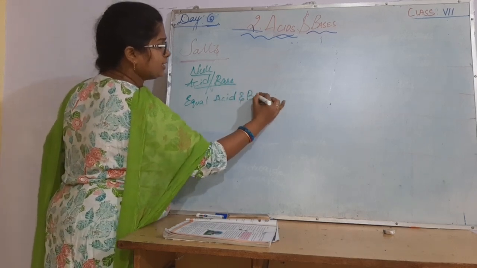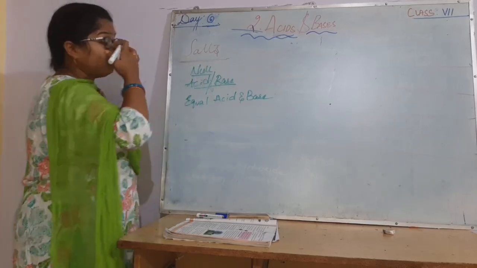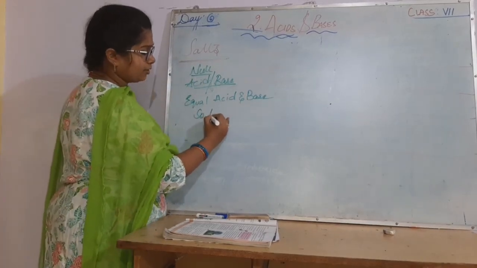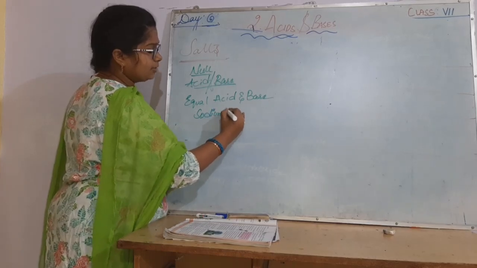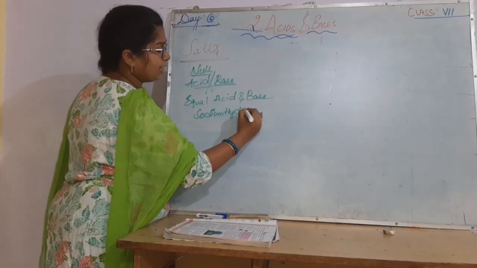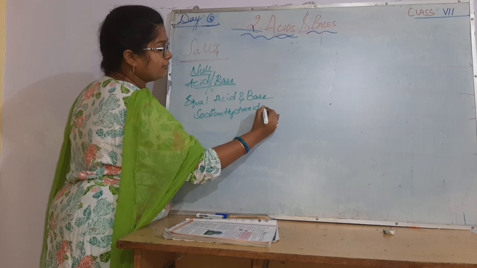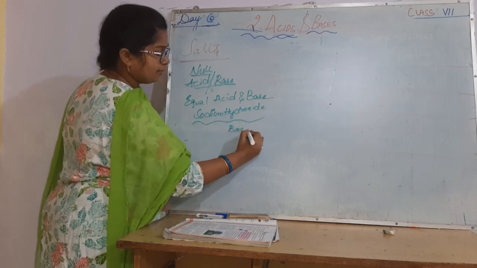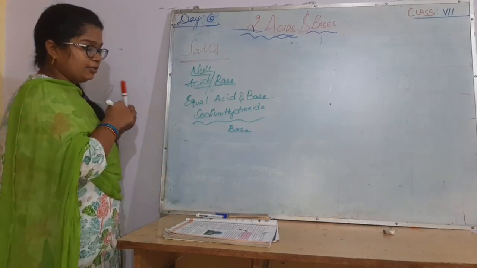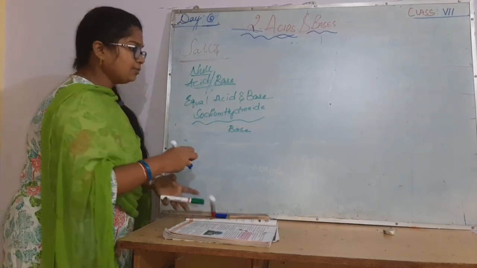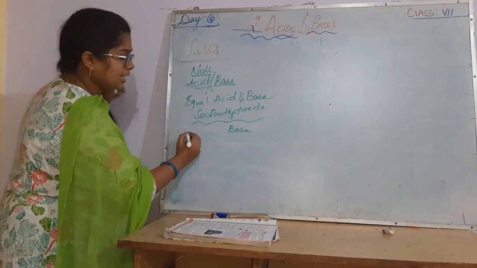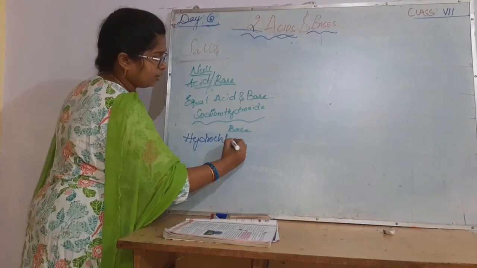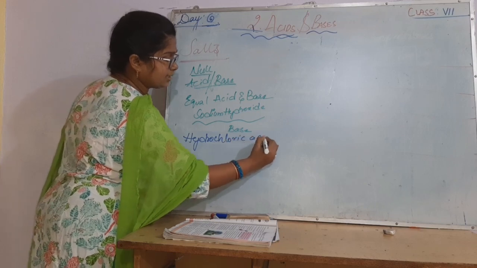In the previous example, we have added what? Caustic soda, which is called sodium hydroxide, which is a base, in the neutralization solution. And next, what you used is hydrochloric acid. Hydrochloric acid is an acid in nature.